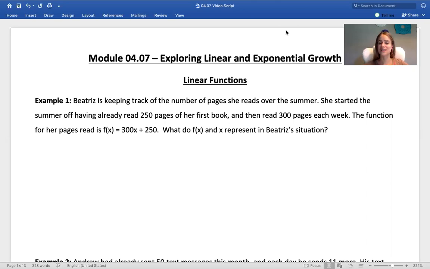All right, this is the final lesson and quiz for Module 4. Next week, you will be moving on to a new topic. We are going to start our review with linear functions.